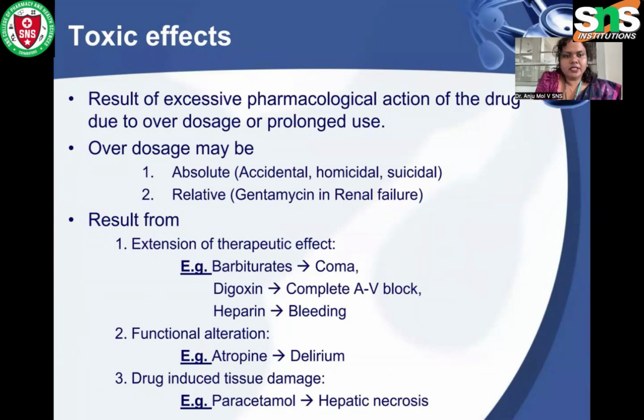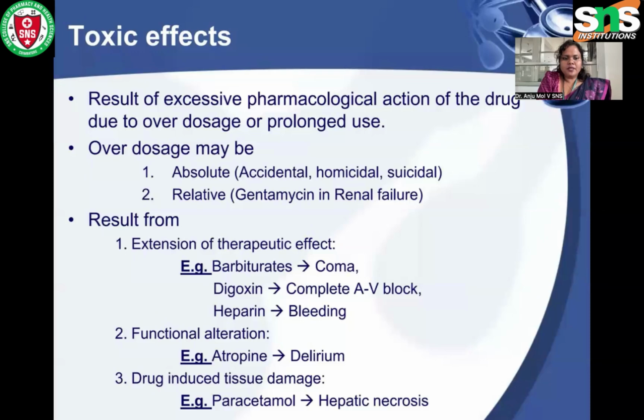What is toxic effect? It results from excessive pharmacological action of a drug due to overdosage or prolonged usage. If we are taking a tablet or any syrup, any drug, for a prolonged period or in an overdosage, it will cause an excessive pharmacological action. And overdosage may be absolute, that can be accidental, homicidal, suicidal. A relative overdosage is also there, like gentamicin in renal failure.